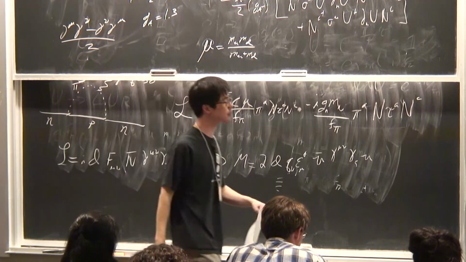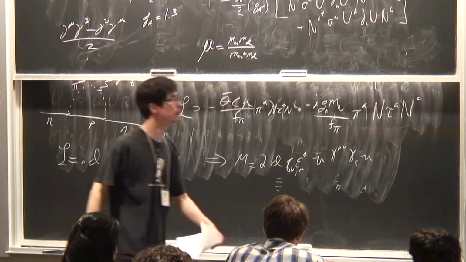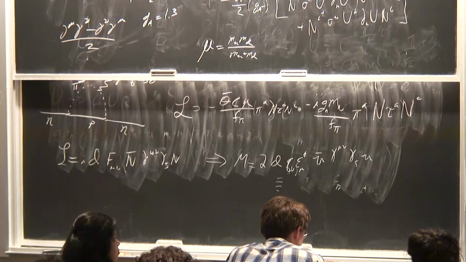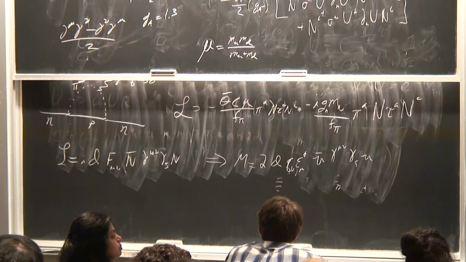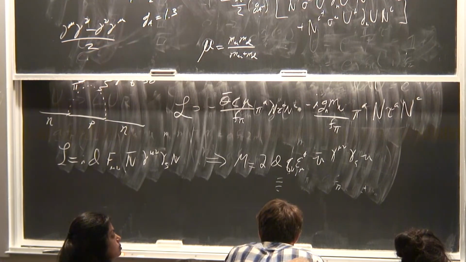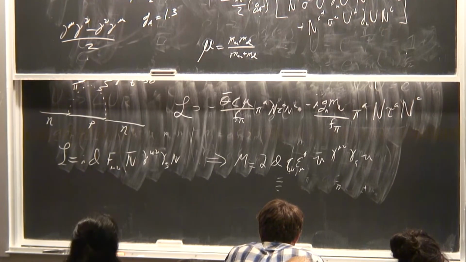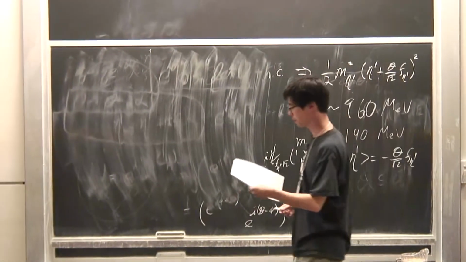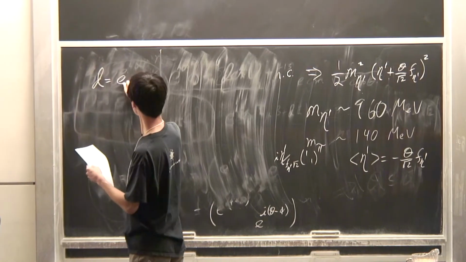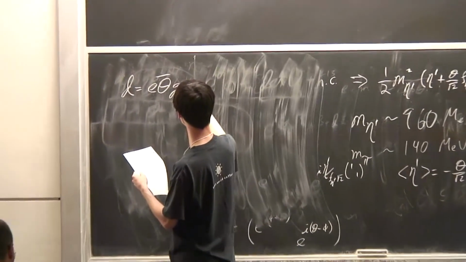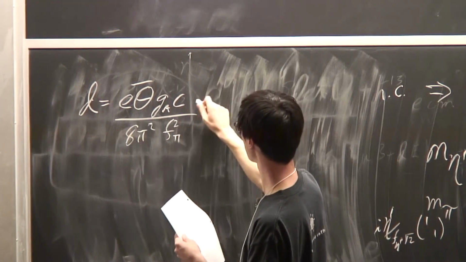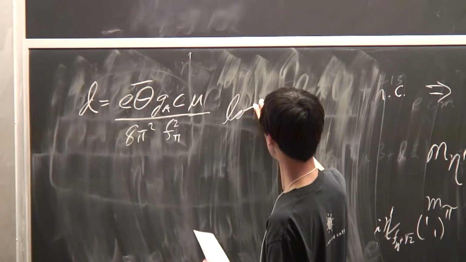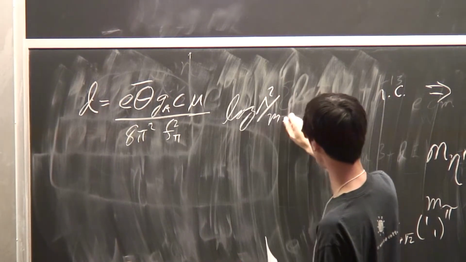And what you get is that your dipole moment is just charge times theta angle, g_A C over 8 pi squared f pi squared, this reduced mass, and you get a log of lambda squared over m pi squared.